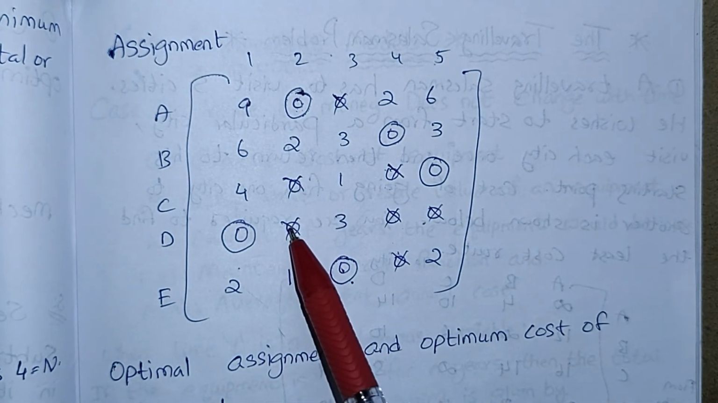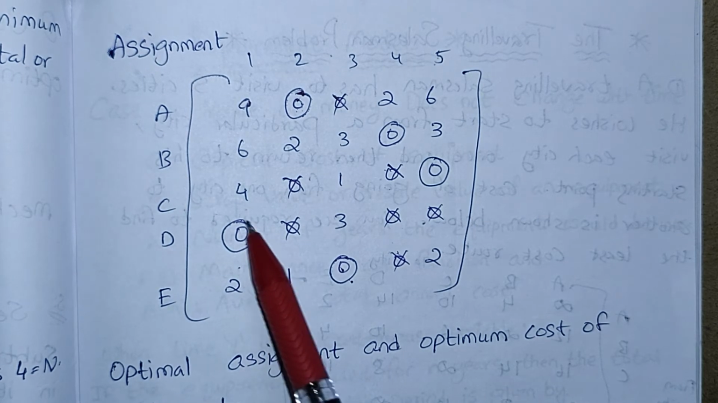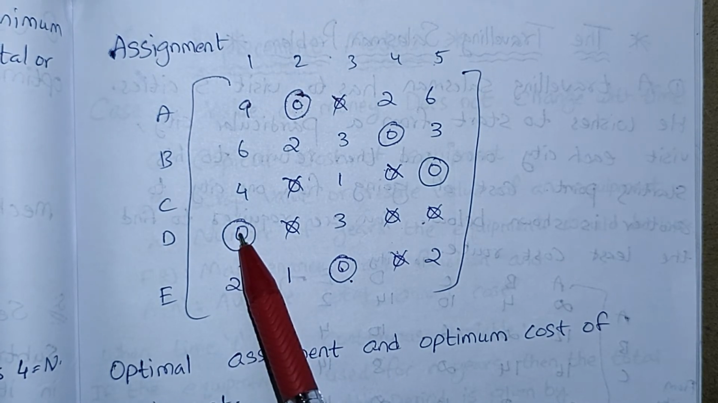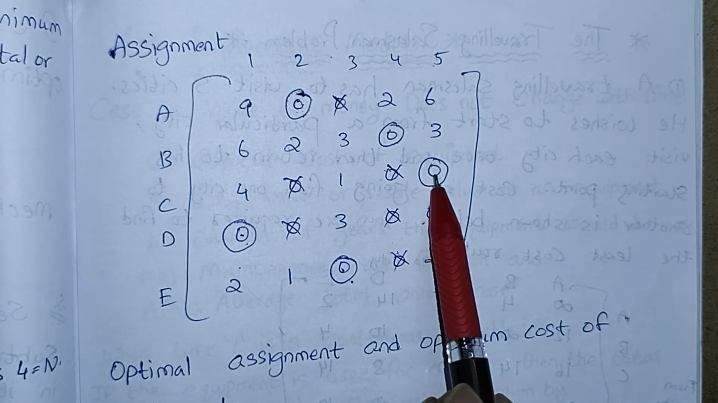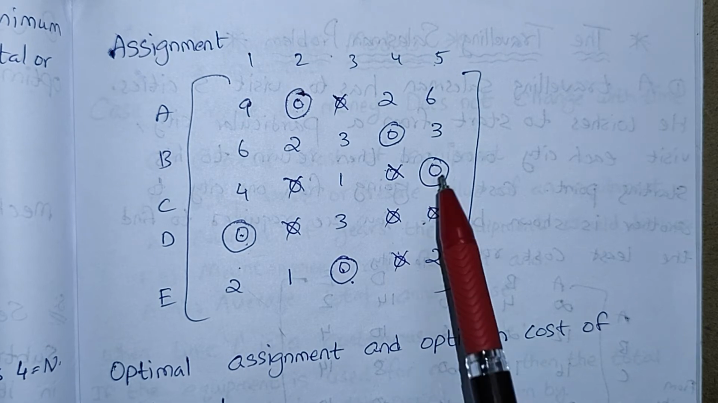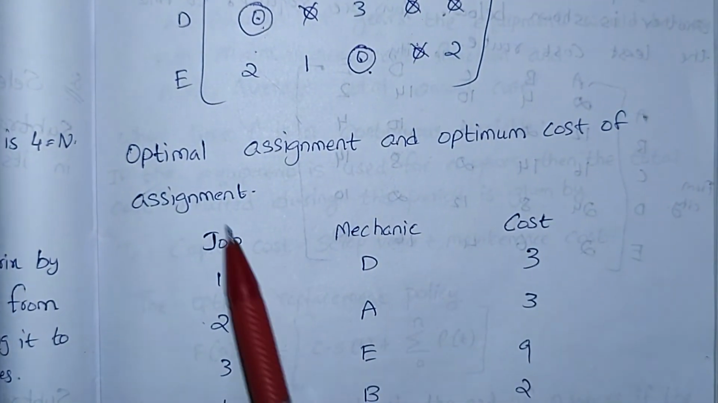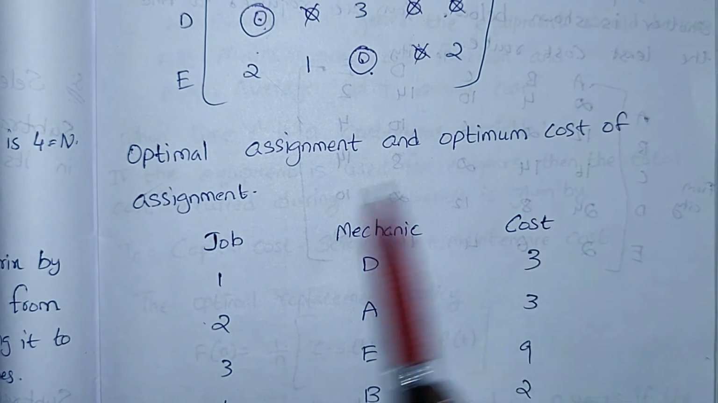Next, this leads to a single 0 in column 1, in the cell D1. So this is our D1. Make an assignment in this cell and cross the other zeros in the fourth one. Next, finally we have a single zero left in the third row, making an assignment in C5. So this is our final zero. Like that we are framing this assignment. Thus we have the following assignment. Now write the optimal assignment and the optimum cost of the assignment.